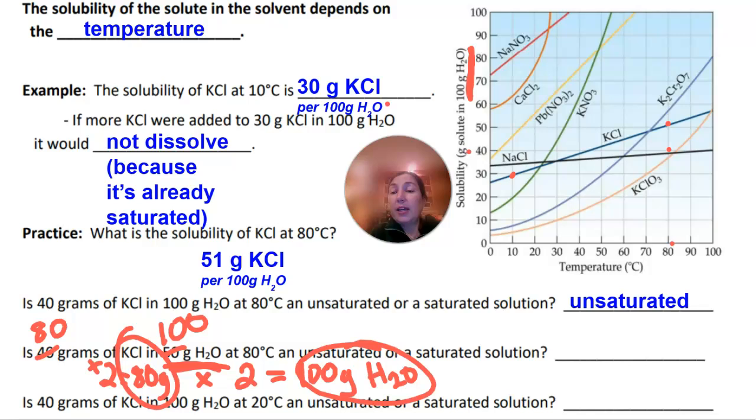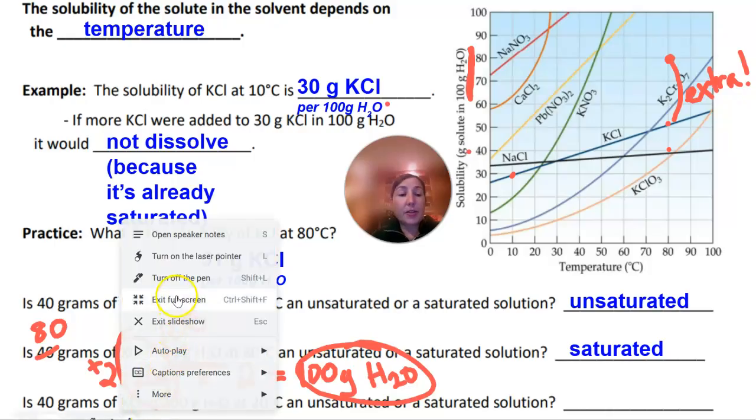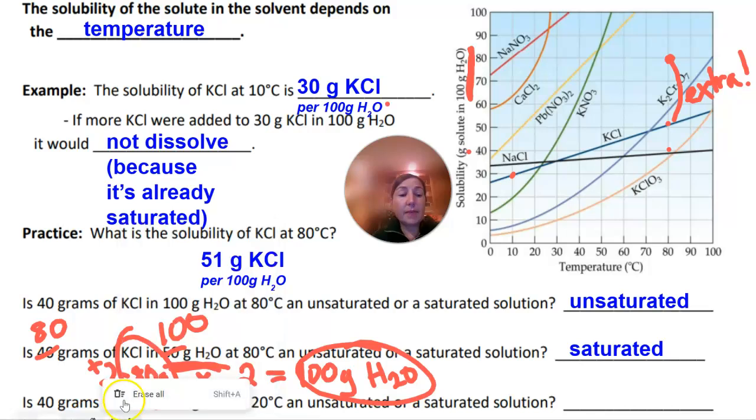So we go to 80 degrees and we ask ourselves, if we had 80 grams, we'd be way up here, way past saturation. So the solution is for sure saturated, and a bunch of extra is sitting at the bottom. The first 51 grams will dissolve, and then all of this extra is just at the bottom, hanging out, unable to dissolve. Okay, I'm going to erase that just so we can see a little better.